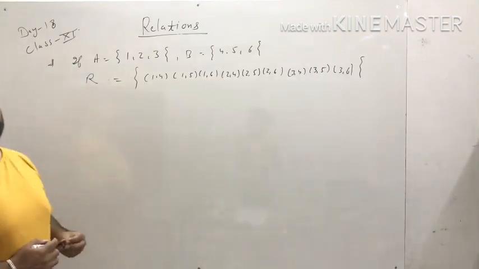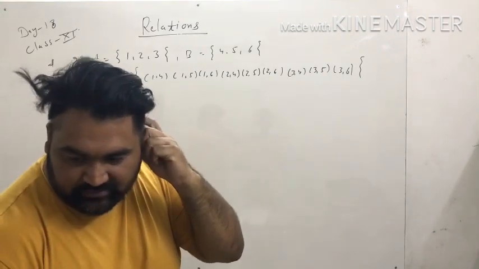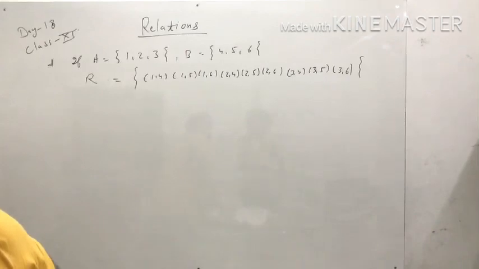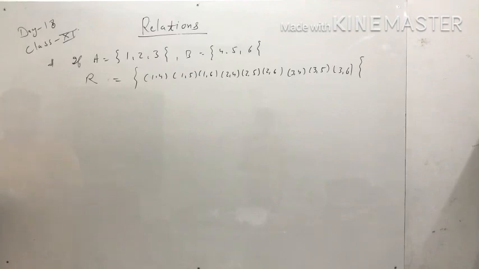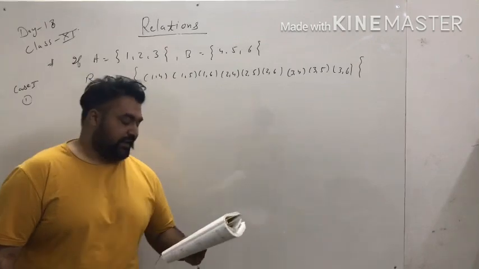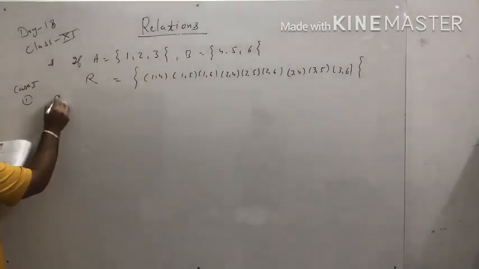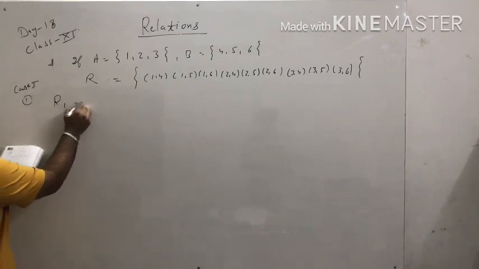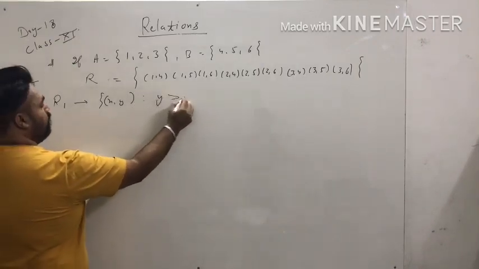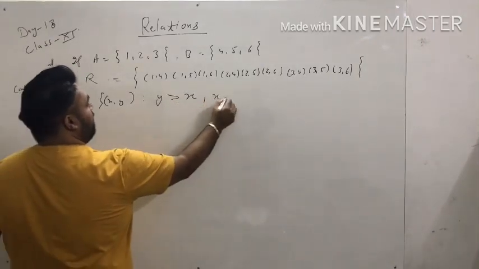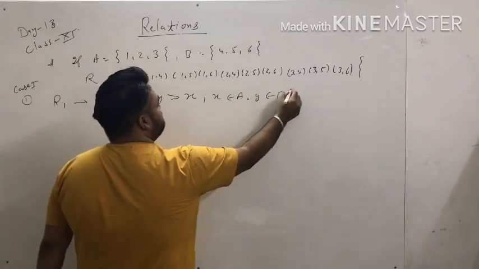Now we discuss some cases. Please listen carefully. We discuss 4 cases related to this question. The first case is relation R1: x comma y such that y is greater than x, x belongs to A, y belongs to B.